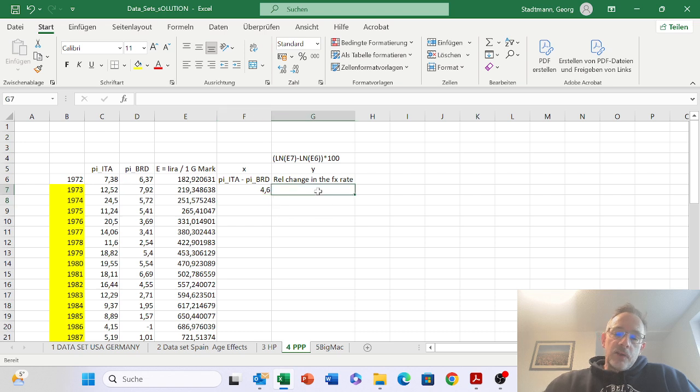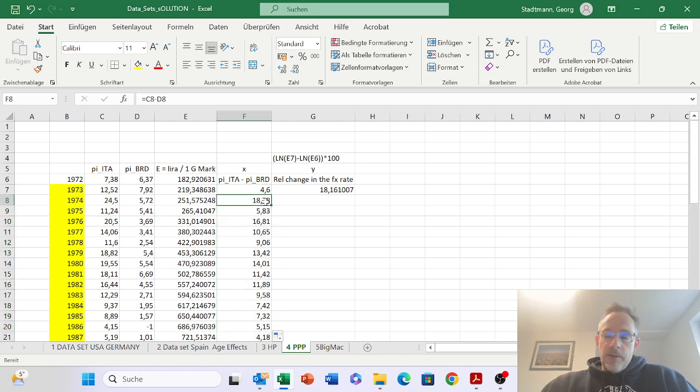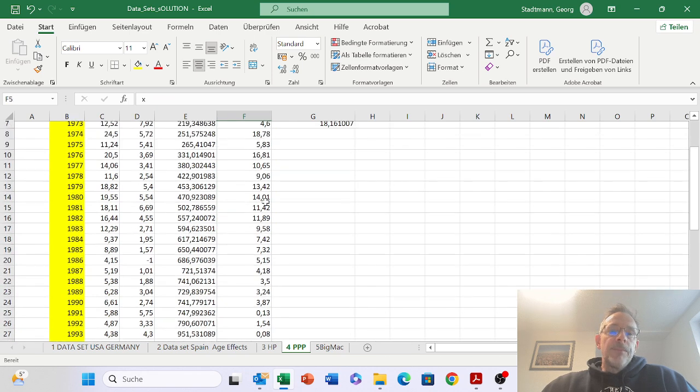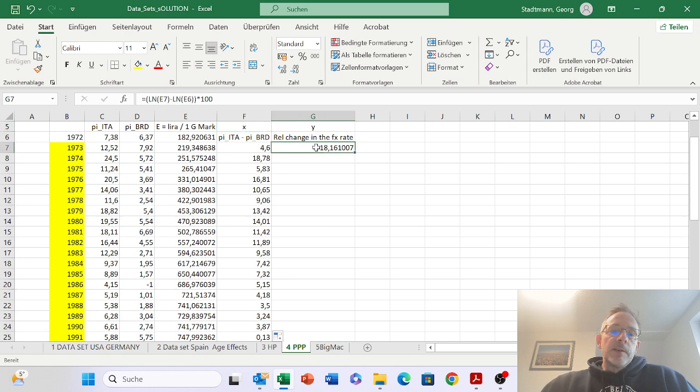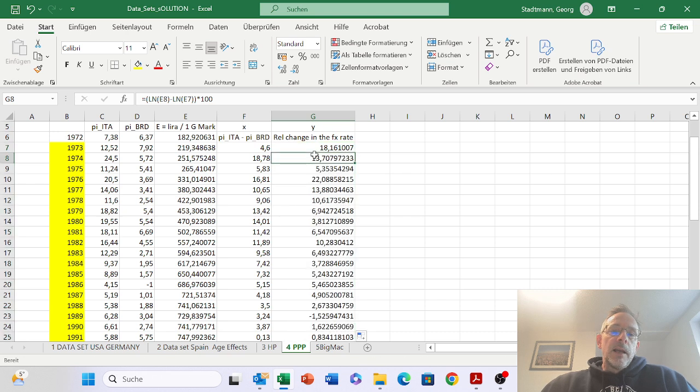And now the relative change in the exchange rate is the natural log of this one minus the natural log of that one, and then multiplied through by 100. And now I can copy the information down. So the big white cross will become a small black cross. Double click on that, and we have the inflation differential over time. And then also here, the big white cross becomes a small black cross in the right lower part. Double click, and we have the information.